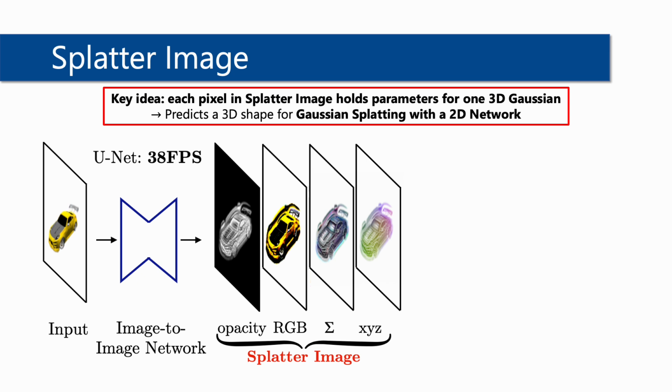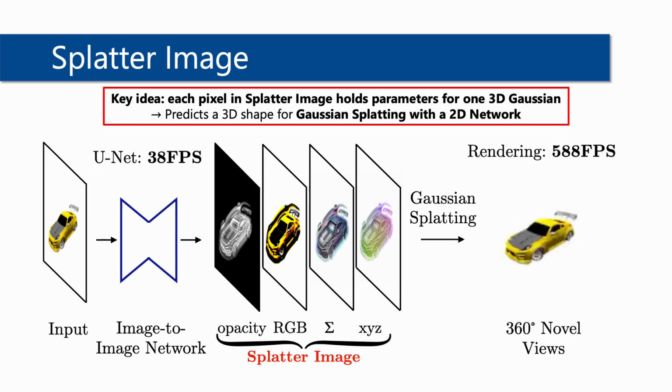Splatter image works by passing an input image to an image-to-image network, which outputs another image, the splatter image. Each pixel in the splatter image holds parameters of one 3D Gaussian. Thus, the splatter image represents a 3D shape which can be rendered with Gaussian splatting. Notably, despite having the structure of an image, the splatter image represents full 360 degrees of an object.